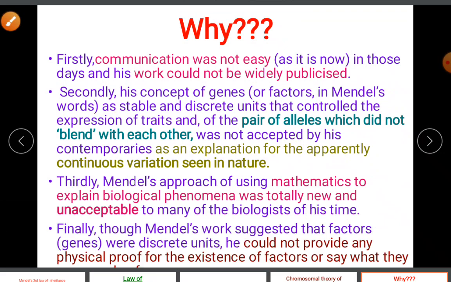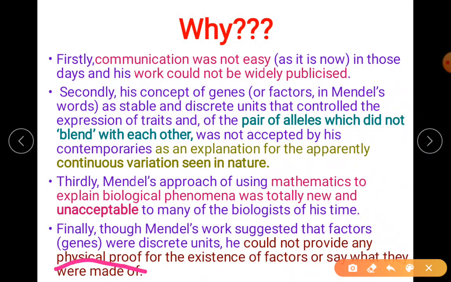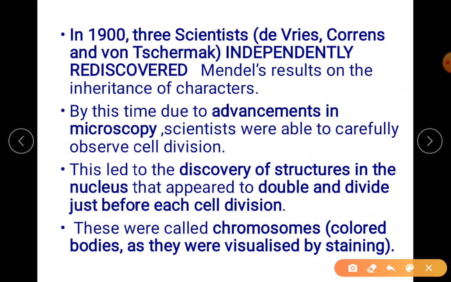Now finally you should know, of course it is all biological proof, but the audience were demanding physical proof of what they are made up of. So biologists wanted a physical proof. Later on, these three people, Hugo de Vries, Karl Correns, and Erich von Tschermak, I've written the names here: de Vries, Correns and von Tschermak.